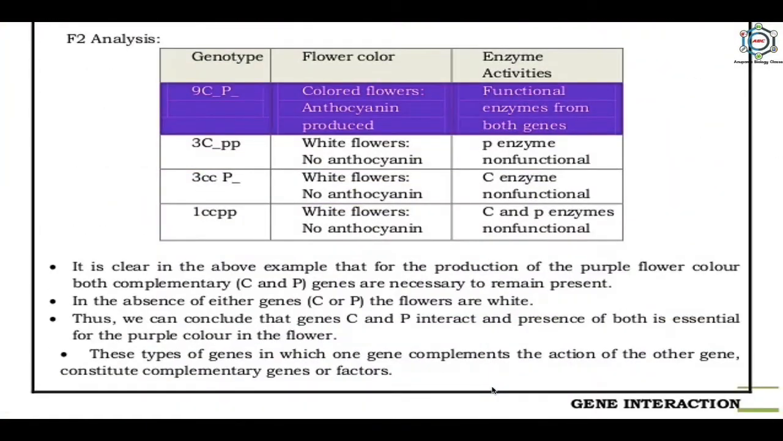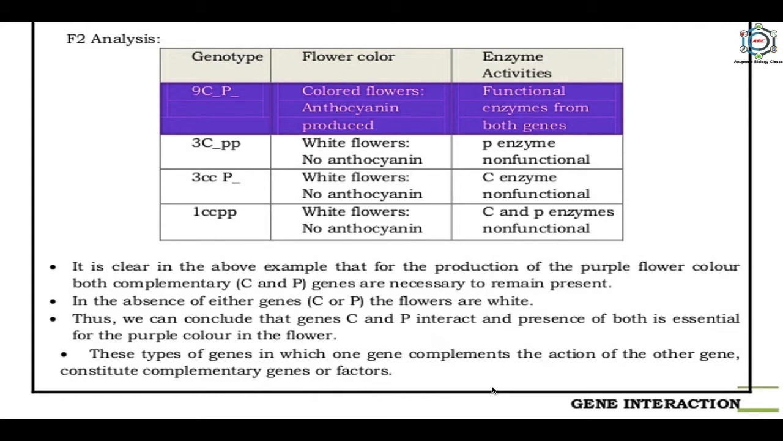The F2 generation, derived from a cross between two purple flowered plants of the F1 generation, is shown in the figure. You can see here the cross gives a result of 9 purple to 7 white flowered plants instead of the Mendelian dihybrid F2 ratio, that is 9:3:3:1.